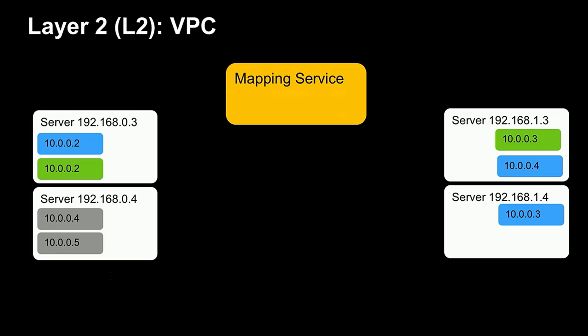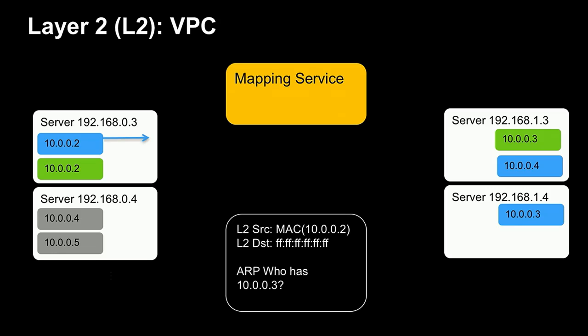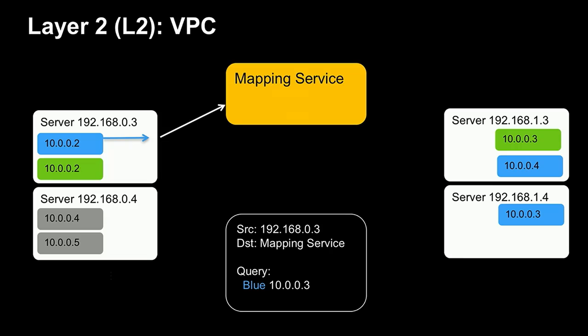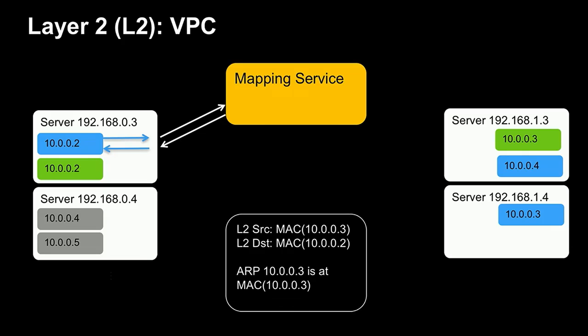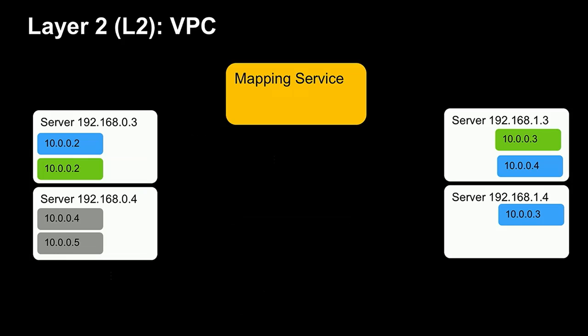So the instance at 0.2 is going to make an ARP request. Our hypervisor running on that host at 192.168.0.3 is going to intercept that, and it's going to make a request to the mapping service. It's going to say, for the blue VPC, where does 0.3 live in the substrate? The mapping service will reply, providing the substrate IP address where that instance lives, and its virtual MAC address. And then the hypervisor provides a synthetic ARP response back to the instance. Now the instance is ready to compose the packet.